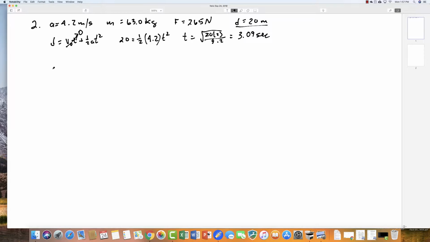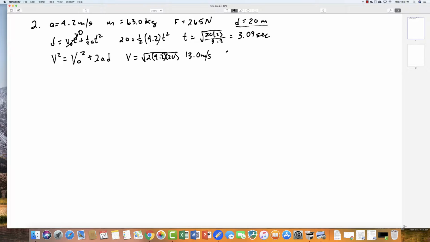meters. The second part, v squared, is equal, so his final velocity after the 20, at the point he gets to top speed, is equal to the initial velocity squared plus 2 times a times d, where d here again is 20 meters. So that means that v, his final velocity, is going to equal the square root of 2 times 4.2 times 20. And if you do that, you end up with 13.0 meters per second.